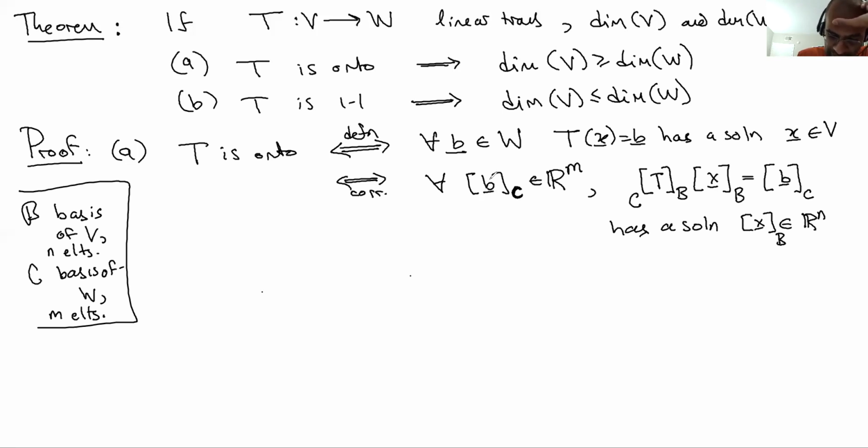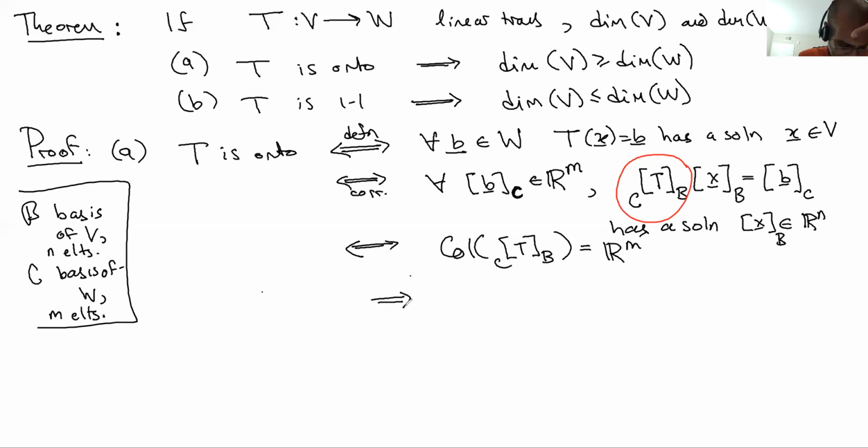So this is just the correspondence principle, right? And now this is a familiar thing. I recognize this. This is a statement about a matrix, right? The matrix being this matrix. And so this is the same thing as saying that the column space of this matrix is equal to Rm. But what does that imply about M and N? So this matrix T is an M by N matrix, right? So what does this imply about M and N?